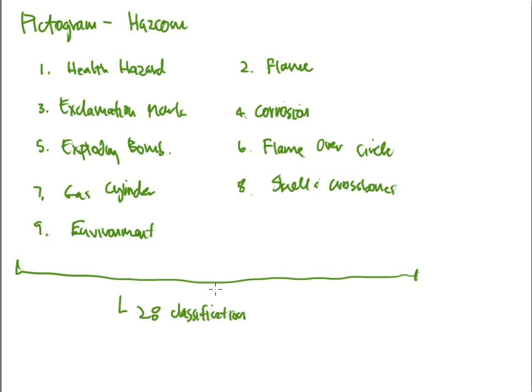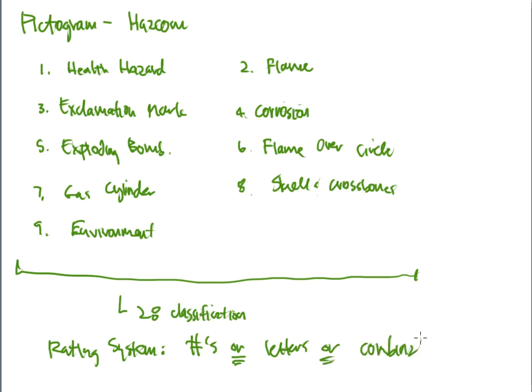There's also a rating system. So not only does the pictogram mean something, and not only does the classification mean something, but there's a rating system that's involved in these as well. And this rating system can either be numbers, or letters, or a combination of both of them. All right, don't let that throw you for a loop. 1 and A are the most hazardous. Those are the ones that you want to watch out for. They are the most hazardous.